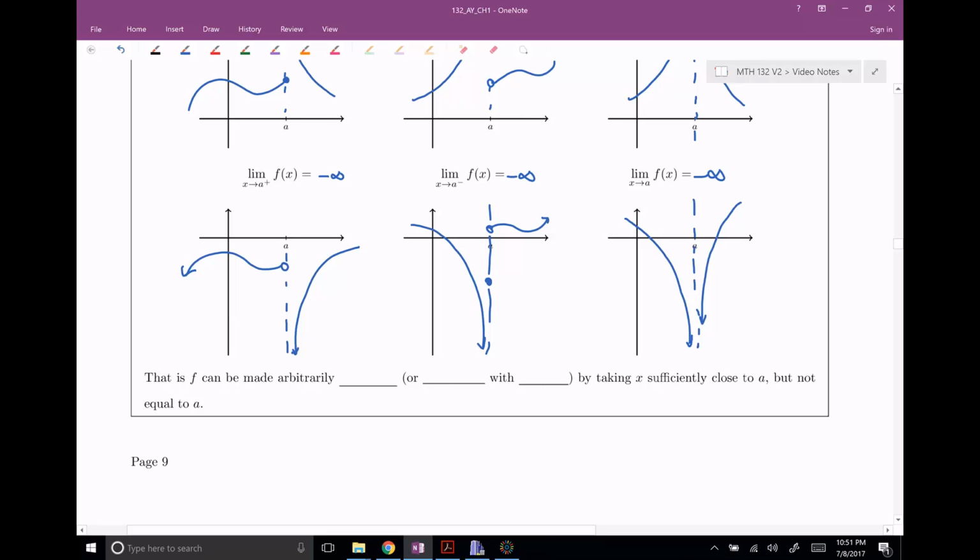So more precisely, this means that f can be made arbitrarily large or small in the case with negative infinity. So when I say small, I don't mean close to 0, I mean quite negative, right? So negative 100 million, for instance, by taking x to be sufficiently close to the value a, but of course with limits, we don't let them be equal to a. Close, but not equal. Okay.